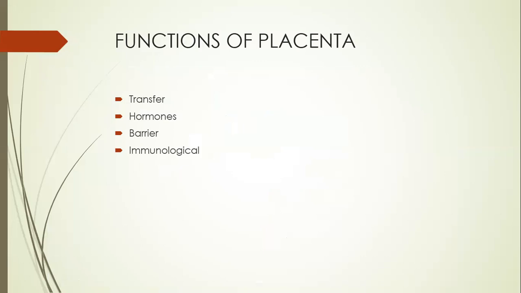Then it produces hormones. There are a lot of placental hormones. One more thing: parathyroid hormone and calcitonin do not cross the placenta. And the barrier function: it acts as a barrier and helps protect the child from viruses as well as heavy metals. And the immunological function, that is IgG.